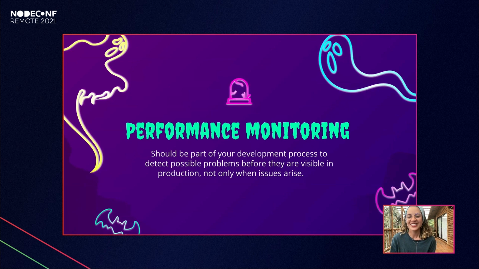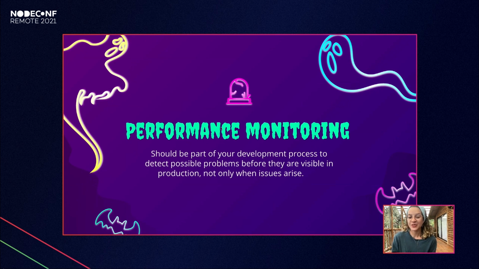This is why it's essential to keep the performance of your application healthy. Performance monitoring should be part of your development process to detect possible problems before they're visible in production, not only when issues arise. Technology, applications, and the internet play a significant role in this fast and furious speed hunt. They have conditioned people to get immediate rewards, and as a result, people got used to it. We all got used to it, and waiting became harder.